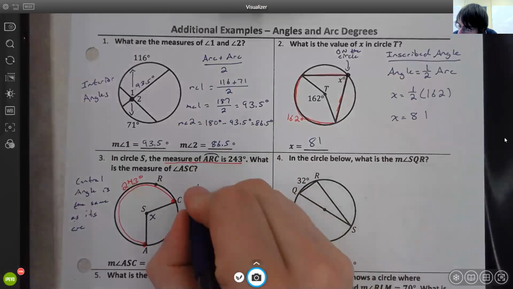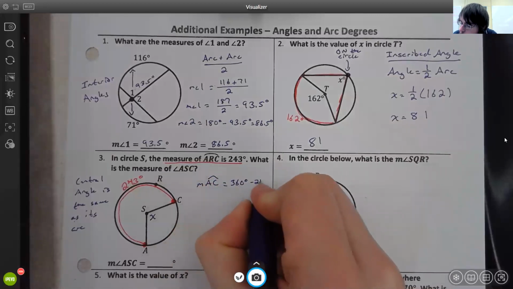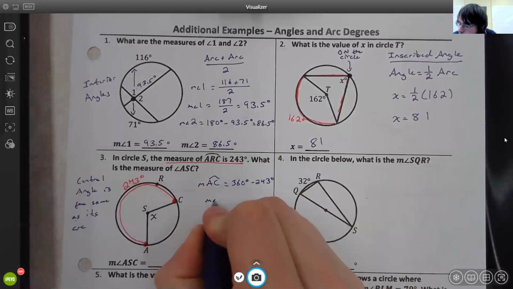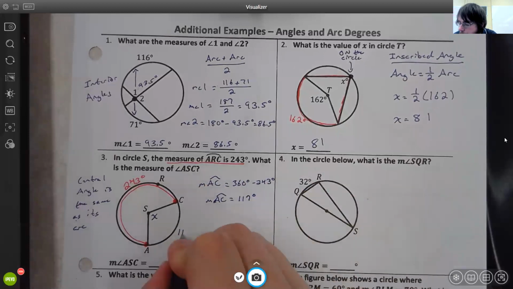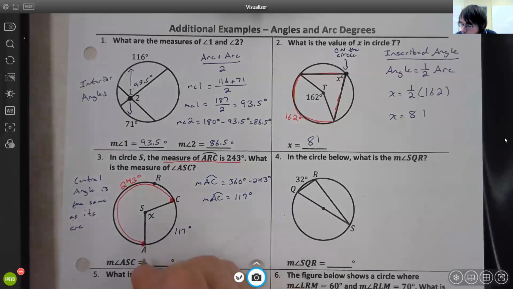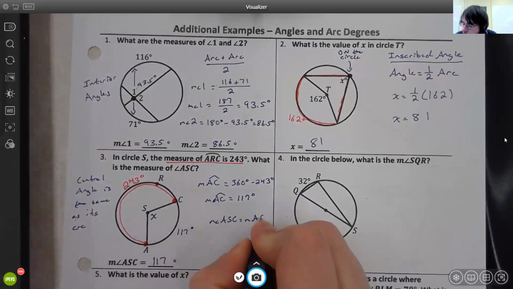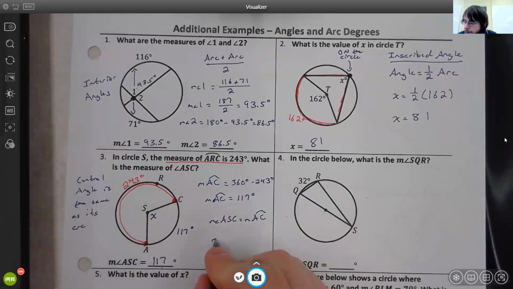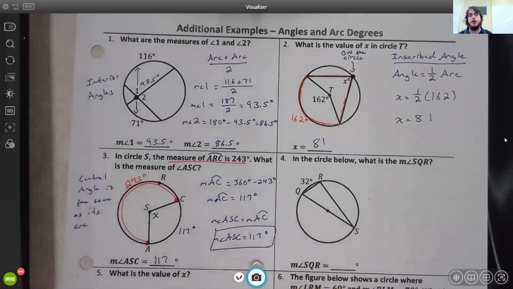So to find the measure of arc AC, we take 360 and subtract 243. So the measure of AC is equal to 117 degrees. Since angle ASC is a central angle, that means that our angle has to be the same as its arc. So the measure of ASC is the same as AC, which is 117. Okay?